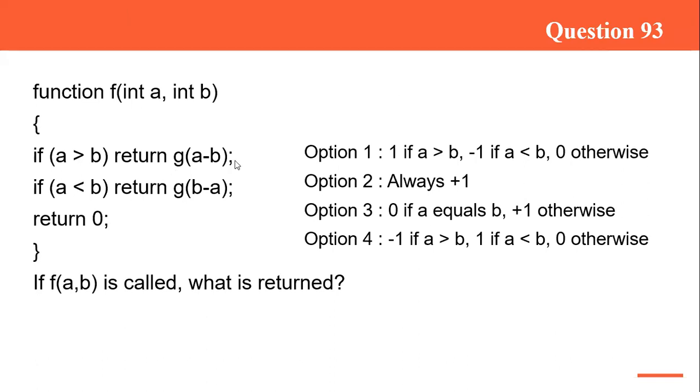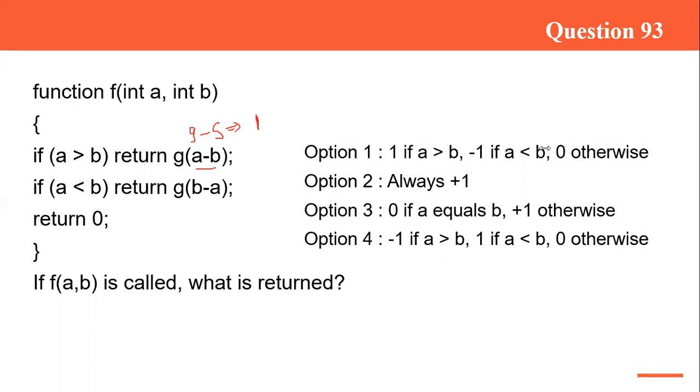Just see that. A greater than B. If A is a greater number, you are doing A minus B. That means greater minus smaller number. Greater minus smaller number means you will get a positive result. So if you are calling the function g with a positive number, what will it return? 1 it will return. Yes?